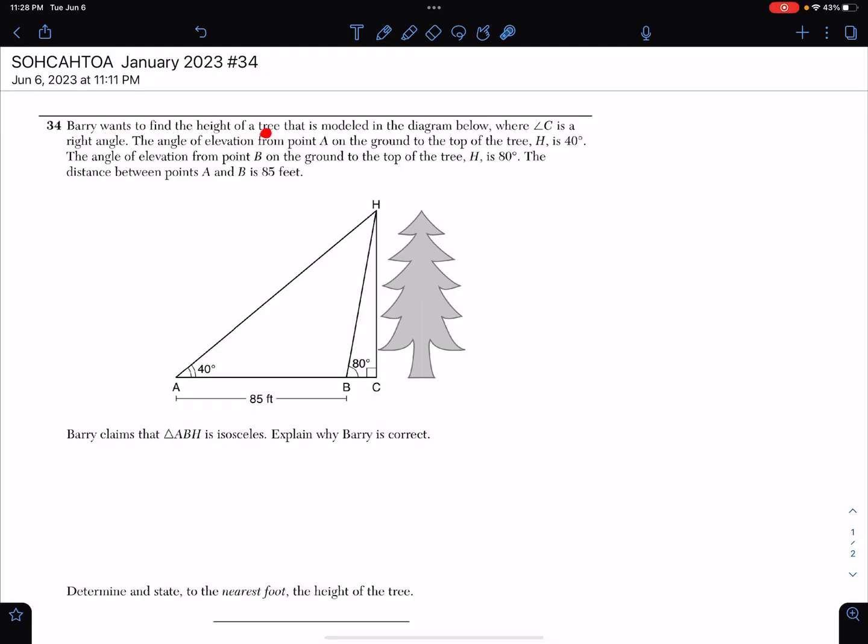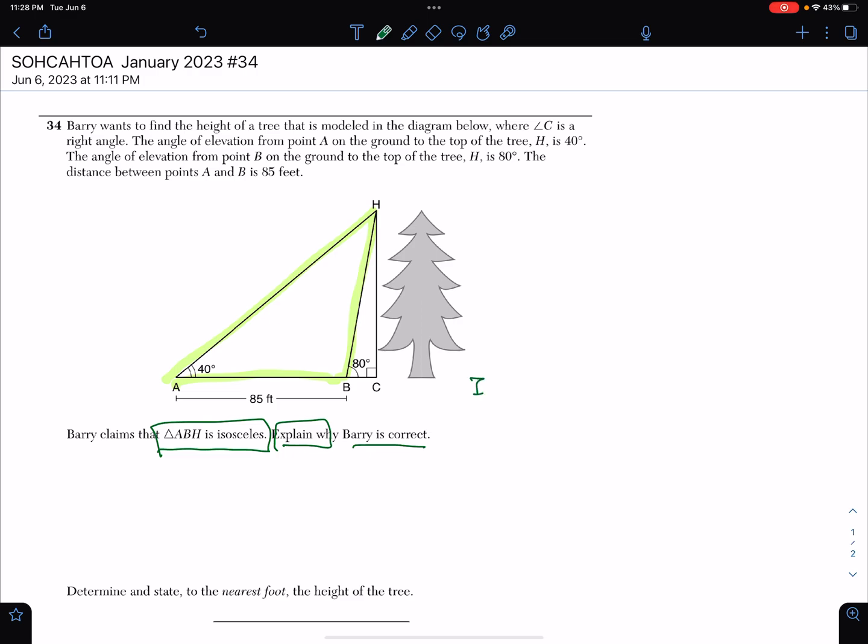Barry wants to find the height of a tree that is modeled in the diagram below, where angle C is a right angle. The angle of elevation from point A on the ground to the top of the tree H is 40 degrees. The angle of elevation from point B on the ground to the top of the tree H is 80 degrees. The distance between points A and B is 85 feet. Barry claims that triangle ABH is isosceles. Explain why Barry is correct.